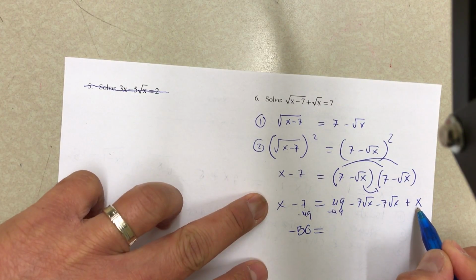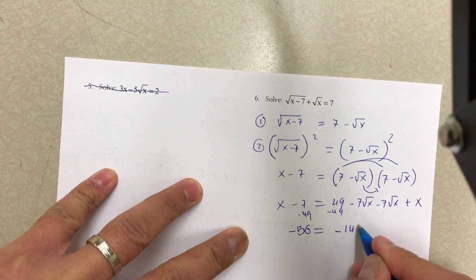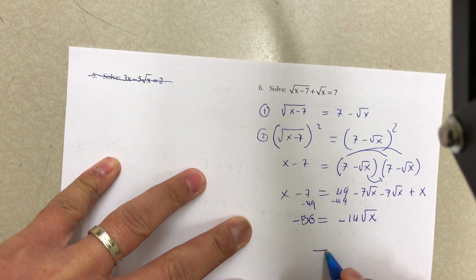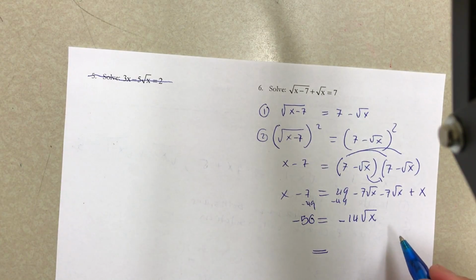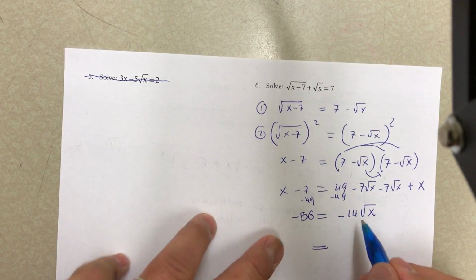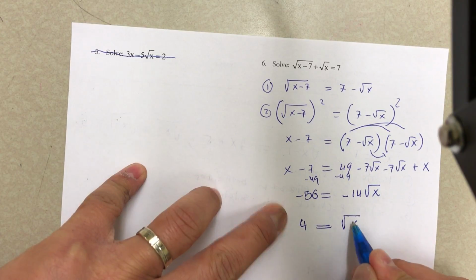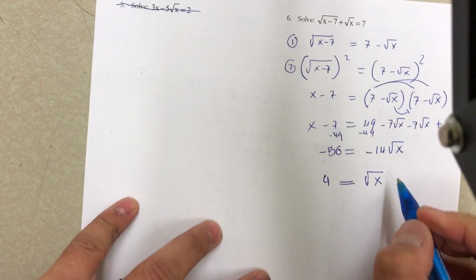Subtract x to both sides. X goes away. Over here we have minus 14 rad x left. And then what we're going to do here is we are going to divide both sides by 14, because we can. If we do divide both sides by 14, we get 4 over here. So you have 4 equals root x.